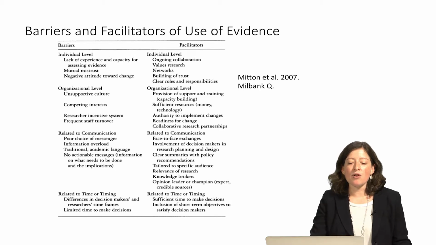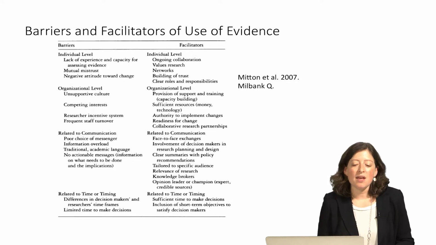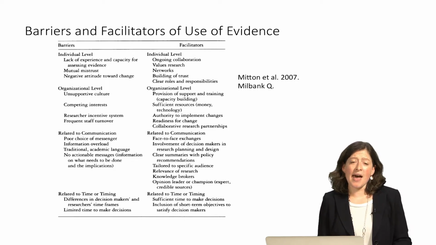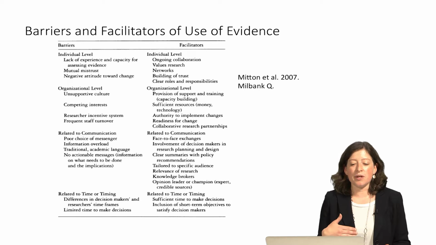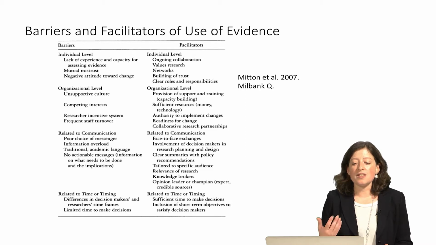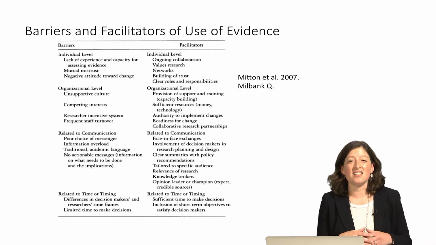Another review paper by Mitten summarizes all the different types of barriers on the one hand to using research evidence in policymaking and facilitators. And they divide these up into different levels. So at the individual level, there may be researchers who lack the experience and capacity for communicating their work to policymakers. And on the flip side, there are policymakers that lack the experience and capacity for assessing evidence and making use of it in their work. So facilitators then include building collaborations between researchers and policymakers, creating stronger networks, and building trust so that the sense of mistrust and disconnect between those two communities is less strong.